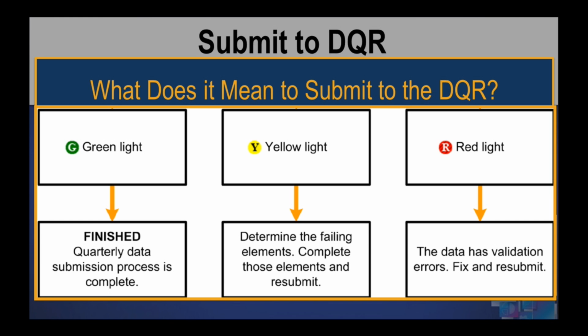Red light means that your data, although you made it past the quality check, was not good enough for the data warehouse to accept. There are critical coding errors in the file which must be addressed. You will need to fix the errors and resubmit to the DQR process to advance. It's important to note that the DQR report will be discussed in the next section, and the details about correcting these fails will be explained.